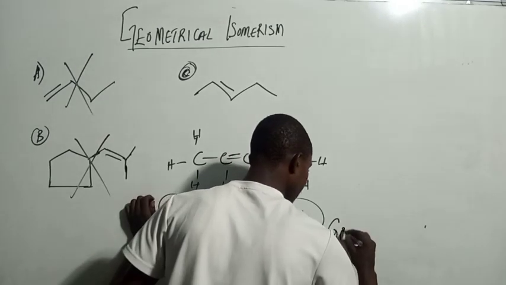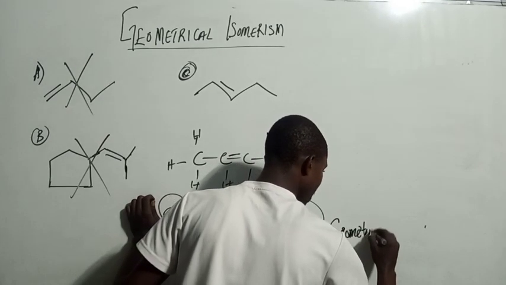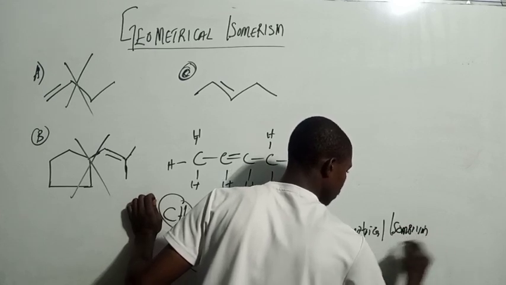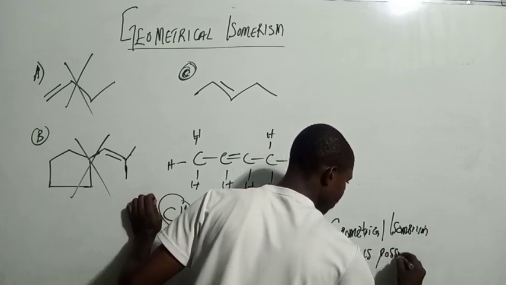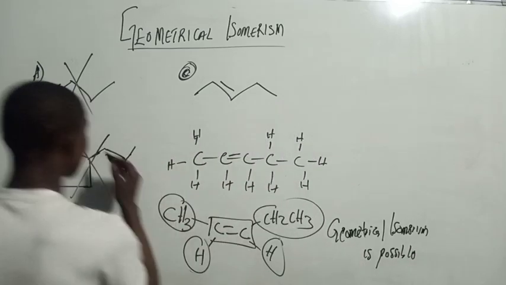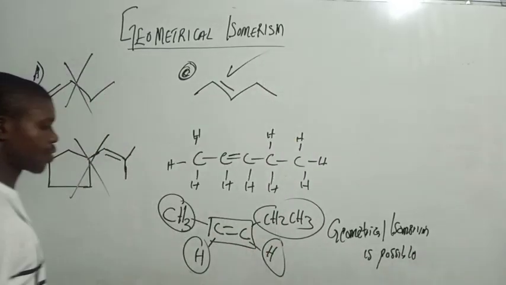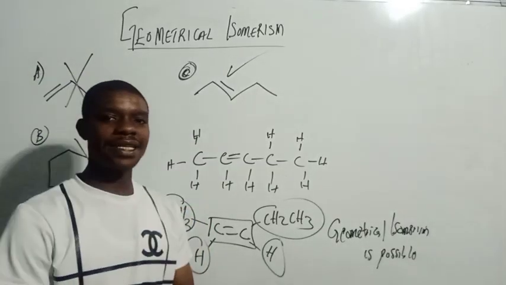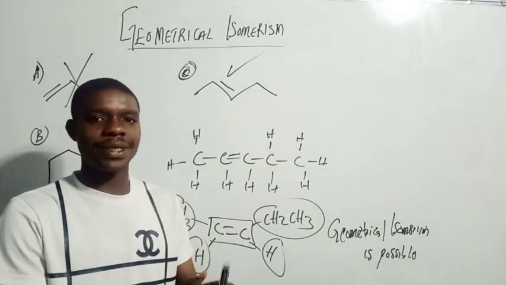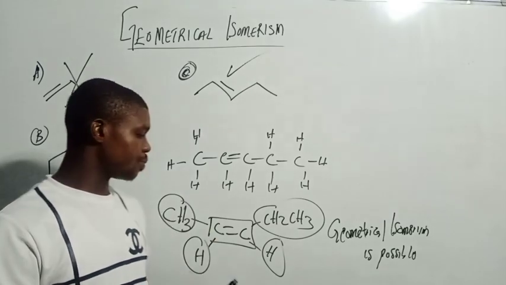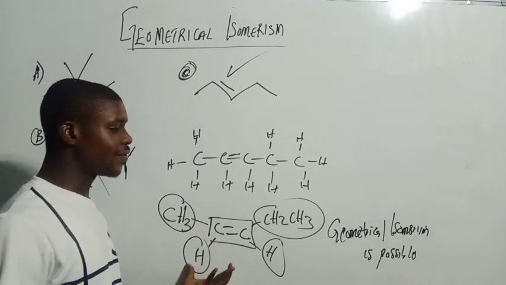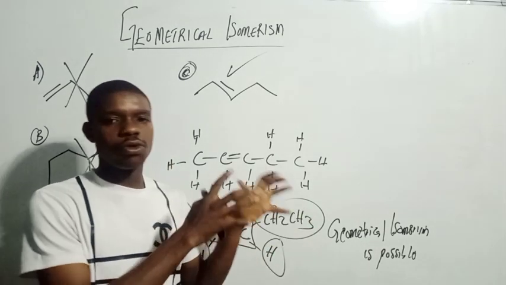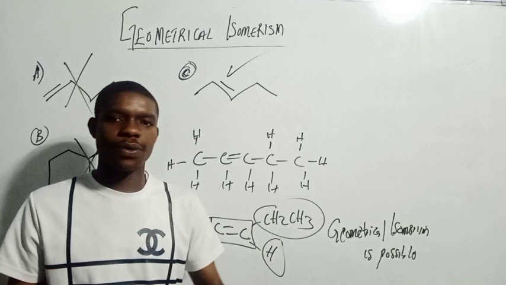Therefore, geometrical isomerism is possible. So if you try to ask, then this is it. So you can see how to identify alkenes that can exhibit geometrical isomerism. You have to draw the structure like this first, to know if the carbon atoms bonded have the same atoms or different atoms.